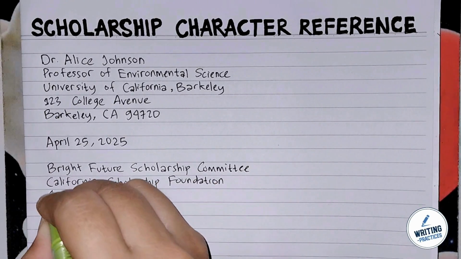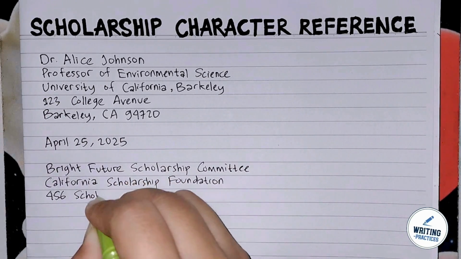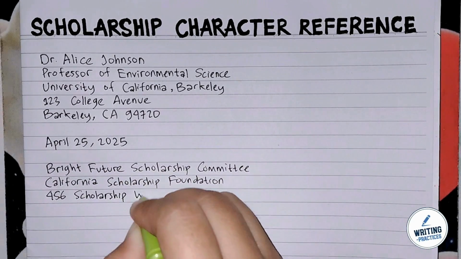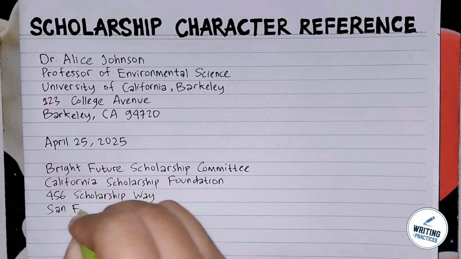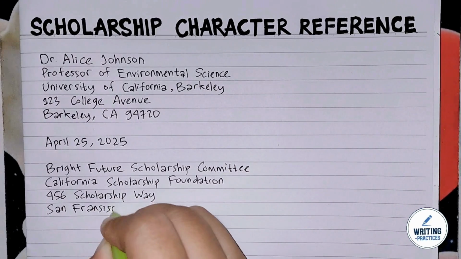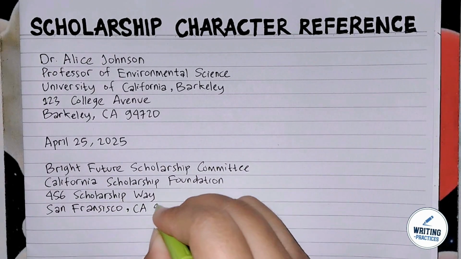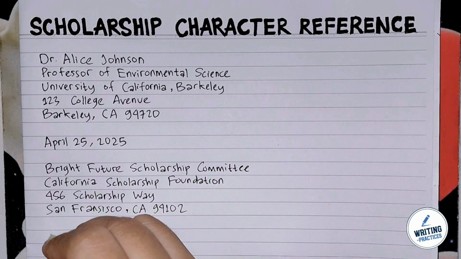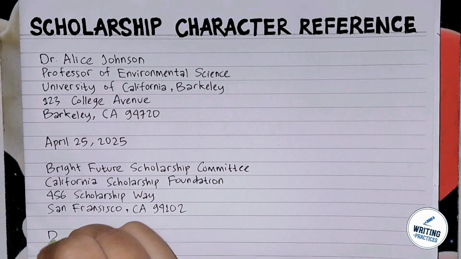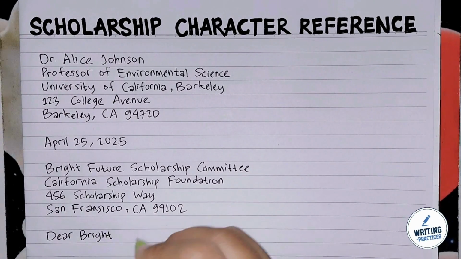Therefore, you need to write the recipient's title. Address the letter to the specific scholarship committee, such as Bright Future Scholarship Committee for example. And write the institution name of the scholarship organization. In this case is California Scholarship Foundation. And don't forget to write the full mailing address of the scholarship organization. You can also write the subject line, but it is optional. Simply, you can write character reference for, followed by the applicant's name and the scholarship name.